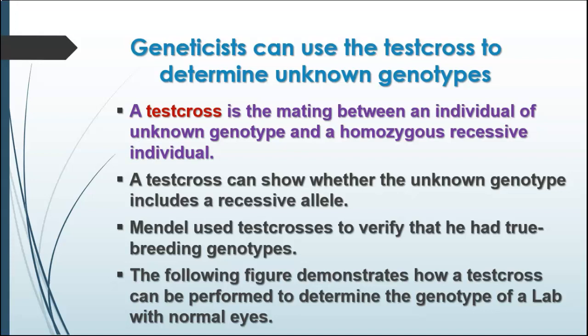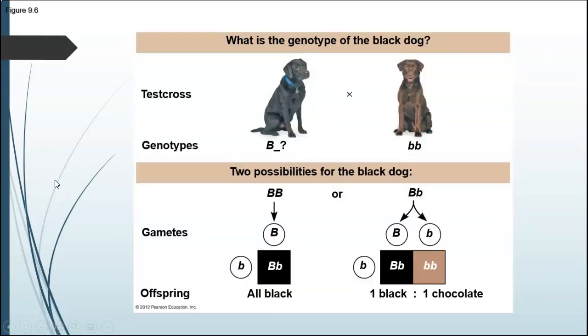Okay, so let's look at the laboratory retrievers again. Labs with normal eyes, and are they homozygous or heterozygous? So here we have, in terms of the color, a black dog that we don't know whether they're homozygous or heterozygous, and we have a chocolate lab that we know is homozygous recessive. So there are two possibilities for the black dog. They can either be homozygous or heterozygous.